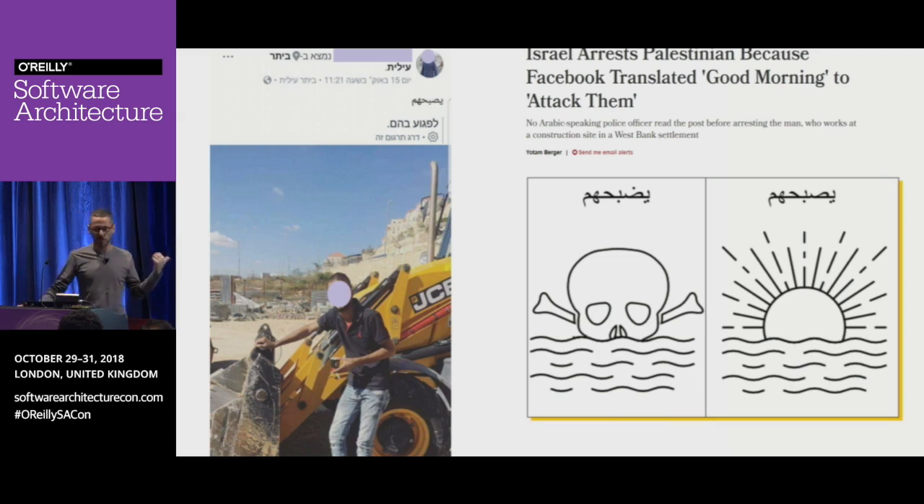And a policeman saw this post that was geolocated in an Israeli settlement because the guy worked there. He read the wrong translation in Hebrew, he didn't know Arabic, and they went and arrested this man. So this is really an example of how small features that we think are very helpful may have very big social impacts that we don't even consider.